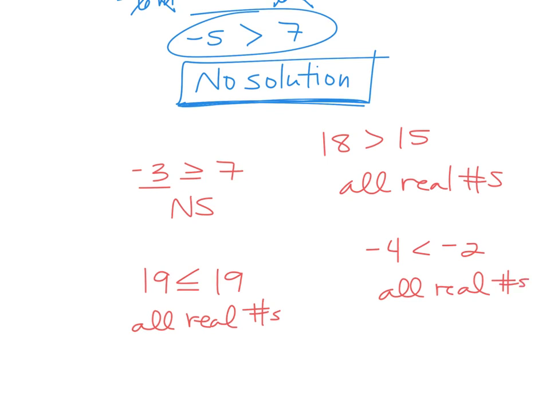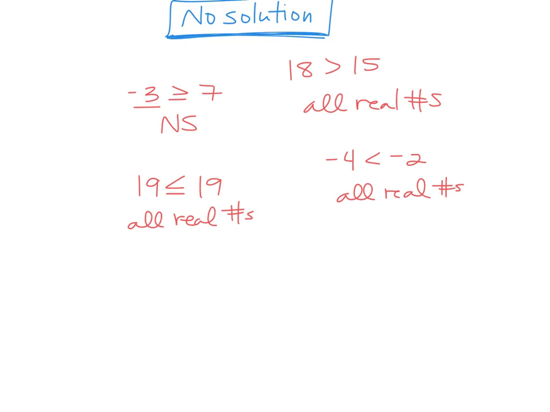And what if it was -15 is less than -17? That's no solution. That is no solution. Okay, so just make sure that you're paying attention to what your numbers come out to, and then is it no solution or is it all real numbers? Or can you solve it and get x is less than or greater than or less than or equal to or greater than or equal to something? Okay, any questions on that?